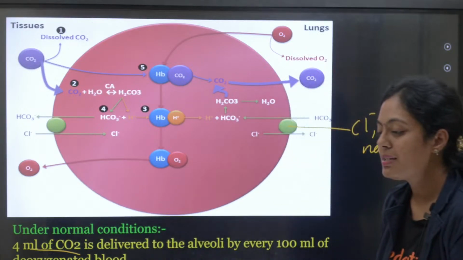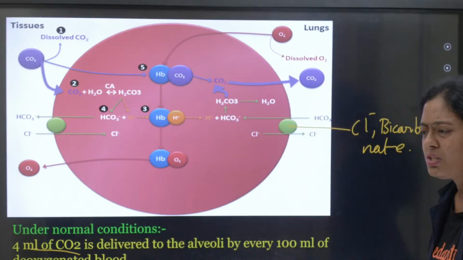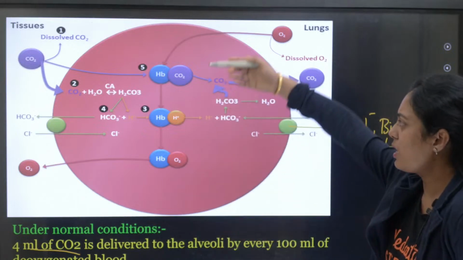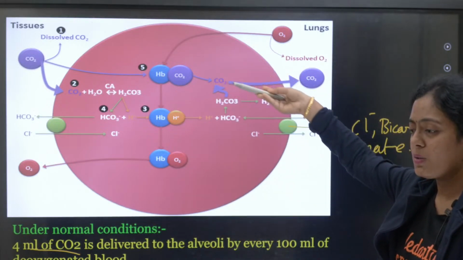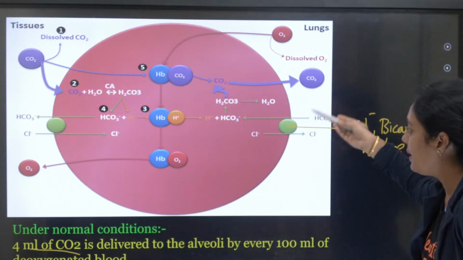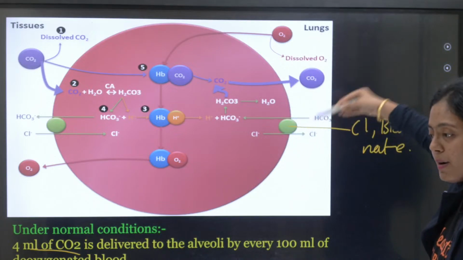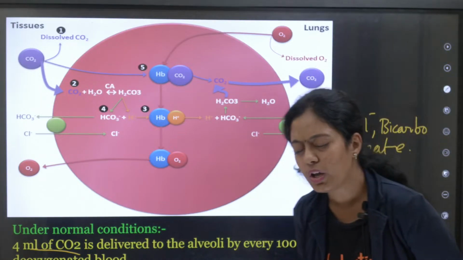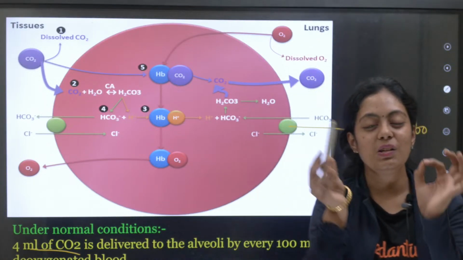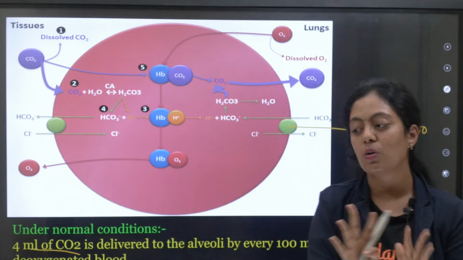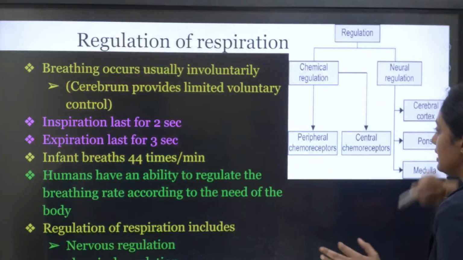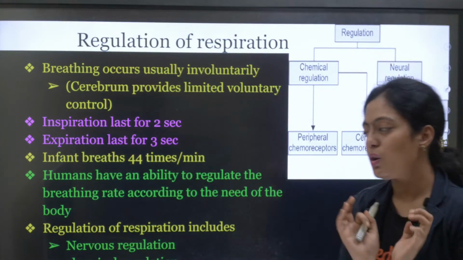Okay, understood? It goes into the tissue, it goes into the lungs. You can see in the tissues what is happening, carbon dioxide is entering. In the lungs what is happening, this is getting dissociated and carbon dioxide is entering the lungs. Okay, very simple. You just need to give your complete concentration and focus to understand this. Okay, yes. Now, regulation of respiration.